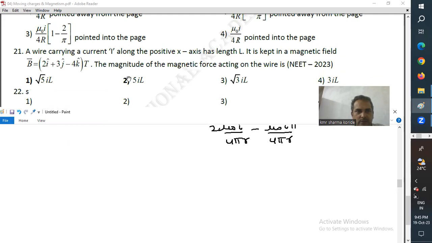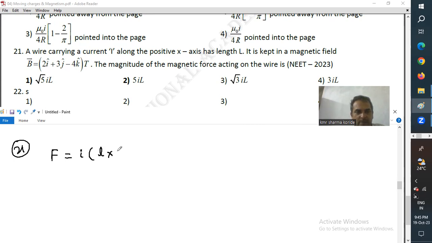Next. Last question. A wire carrying current I along the positive x-axis has length L and is kept in a magnetic field. So this is the magnetic field. You need to find out magnitude of the magnetic force. Get back the formula. F is equal to I of, again there is a cross product between length and magnetic field.